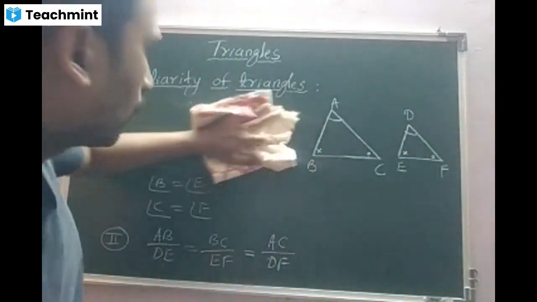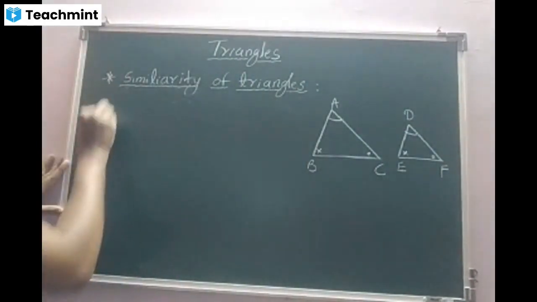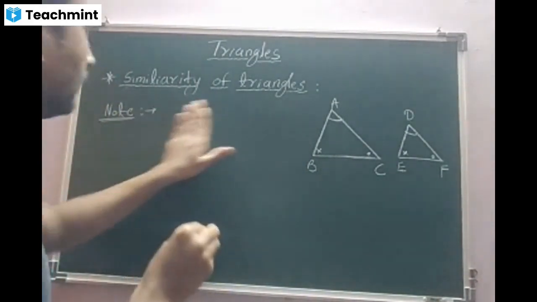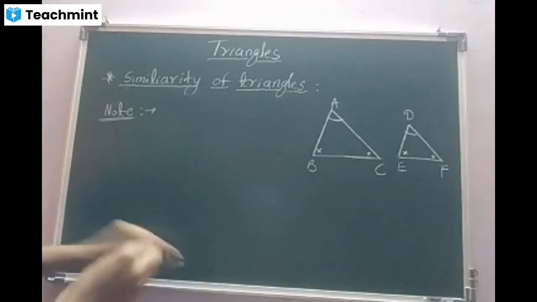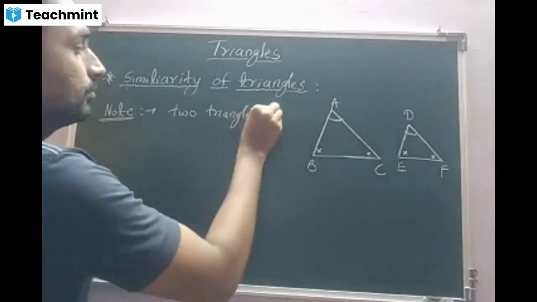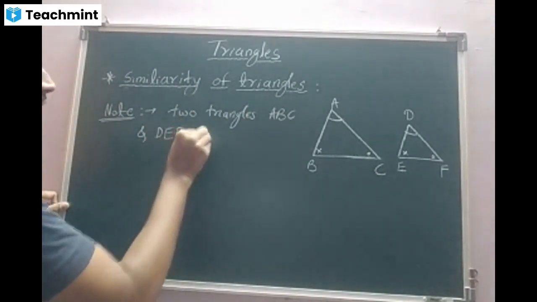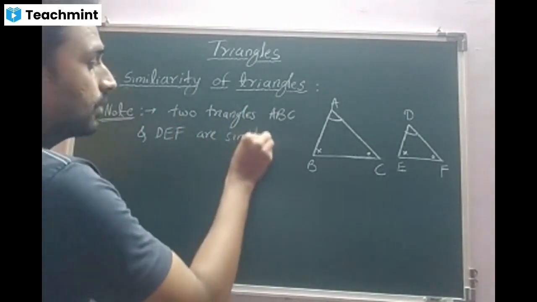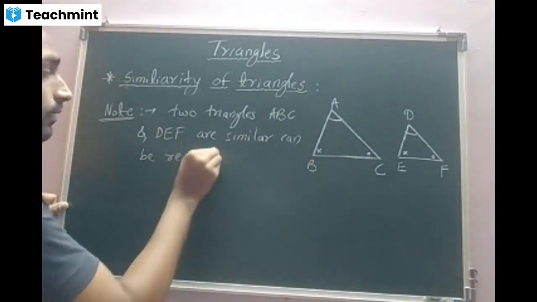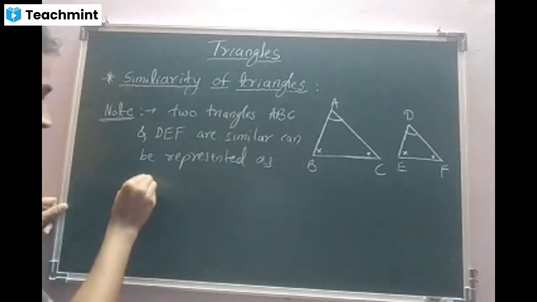Beta, write below note. A small note I will give. Write below. Note. Two triangles ABC and DEF are similar can be represented as follows.